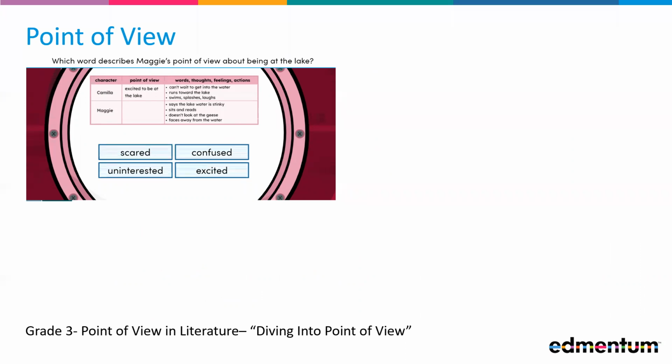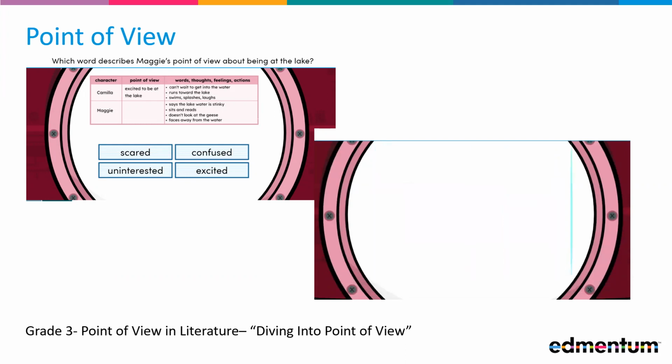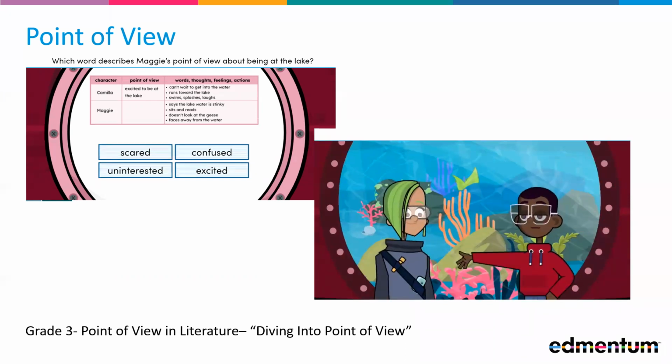Look as the characters model how to distinguish their point of view from that of the narrator or characters in the text. The sisters in the story have different points of view about being at the lake. Camilla is excited to be there, and Maggie is uninterested. My point of view about lakes is different from both of the characters. I don't enjoy going to lakes. I prefer the ocean. I like anywhere I can go for a swim. So, like Camilla, I'm excited whenever I go to a lake. I like that we can all have different points of view. Me too.